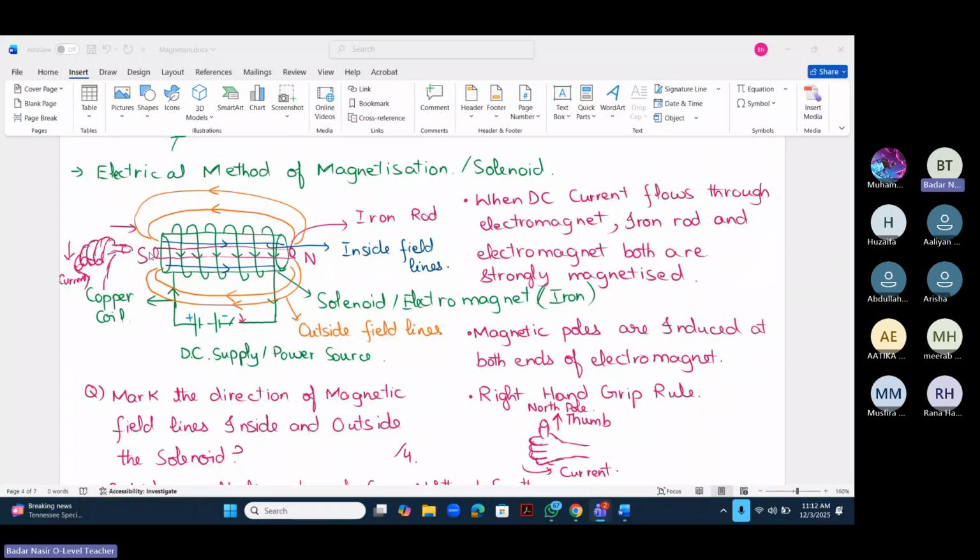Now please remember that the magnetic field lines will always travel from north towards the south pole outside the solenoid, and inside the solenoid the magnetic field lines will travel from south towards north pole. So 1 mark the exam will ask you is to mark the magnetic poles at the edges of the solenoid. The second will ask you to draw the magnetic field lines outside and inside the solenoid. So 2 marks for that as well.